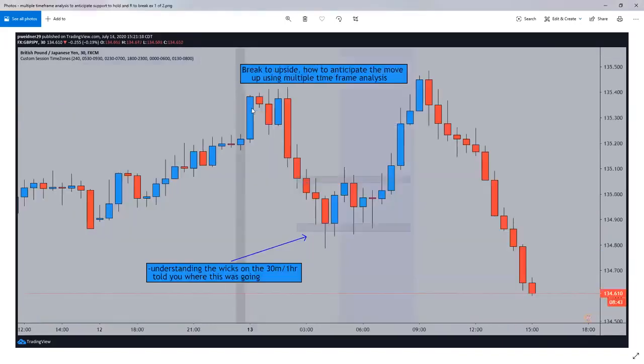So I think we have one more. See, yep, got one more here. So we have a break to the upside, and then how to anticipate the move using the multiple time frame analysis. So I believe this was New York the other day. So what we need to understand is the 30-minute and the 1-hour wicks, because this right here, this mess that you see, told you exactly where price was going.